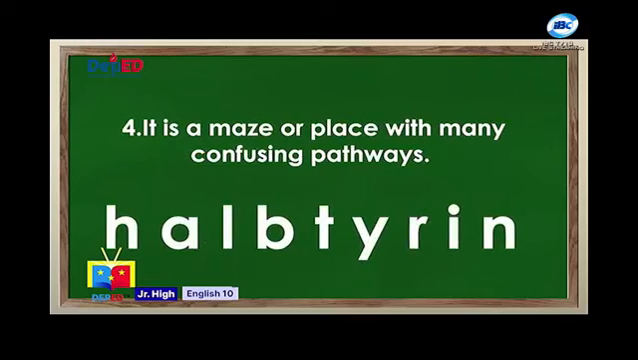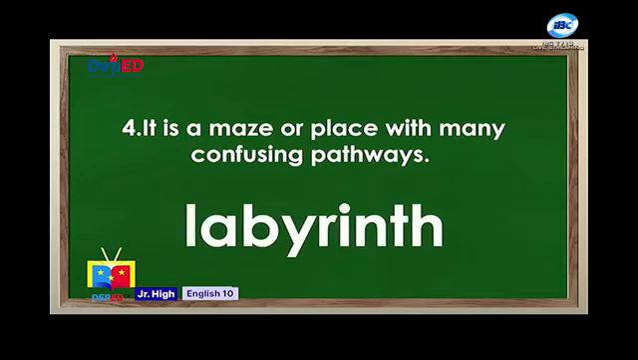Number 4, it is a maze or place with many confusing pathways. Did you say labyrinth? Cool! It is correct. Example: a labyrinth of tunnels and chambers were built near the museum. Again, number 4 is labyrinth.